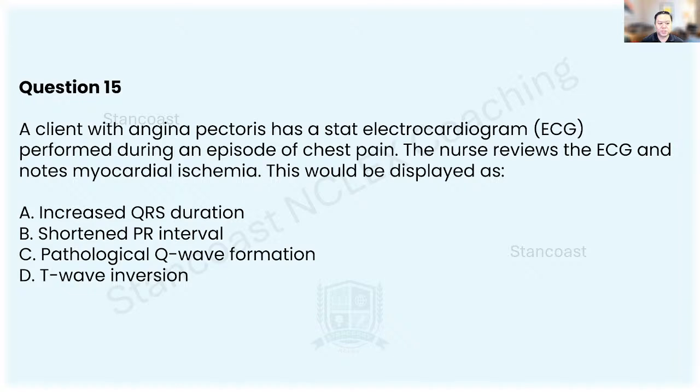Let me reread the question. A client with angina pectoris has a stat electrocardiogram performed during an episode of chest pain. The nurse reviews the ECG and notes myocardial ischemia. This would be displayed as A, increased QRS duration, B, shortened PR interval, C, pathological Q wave formation, D, T wave inversion. Please don't forget, we already talked about this earlier. Angina pectoris, EKG, myocardial ischemia.